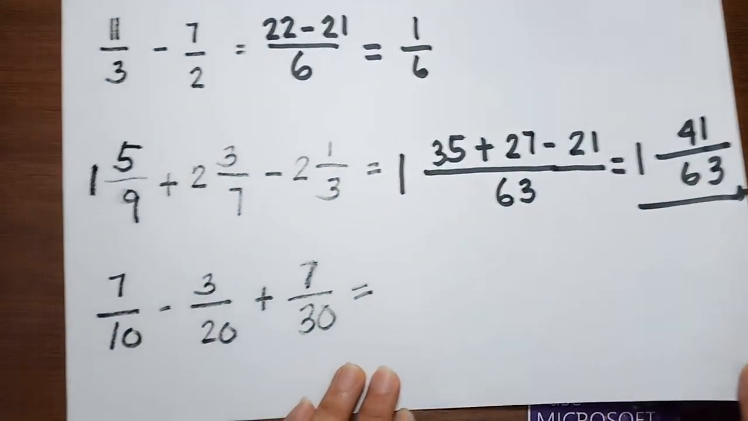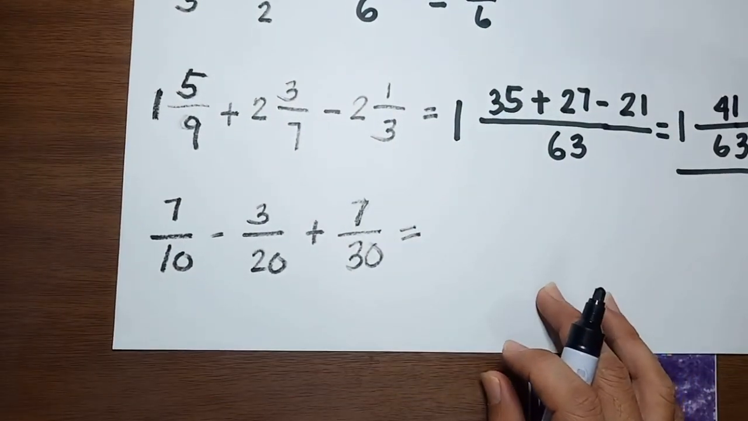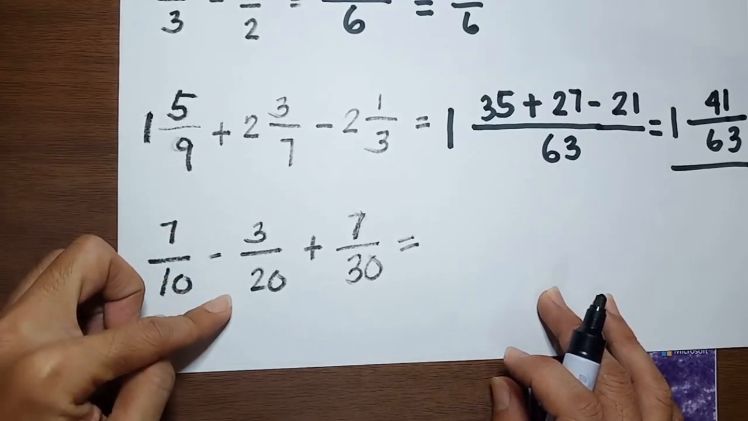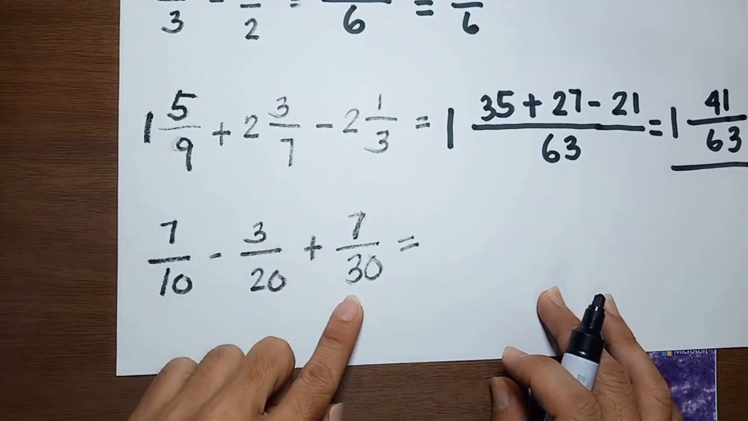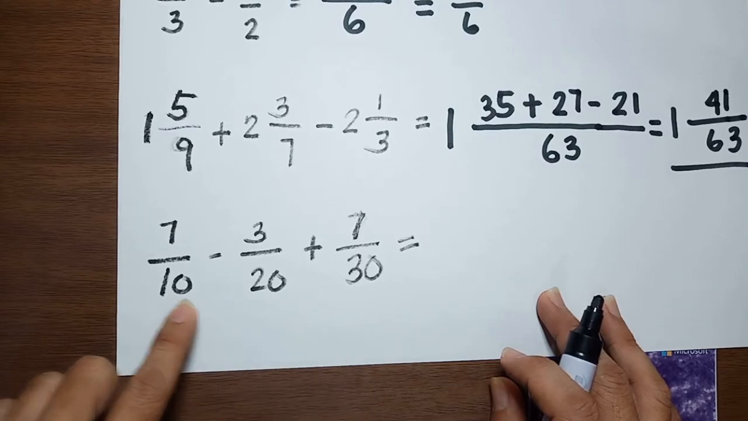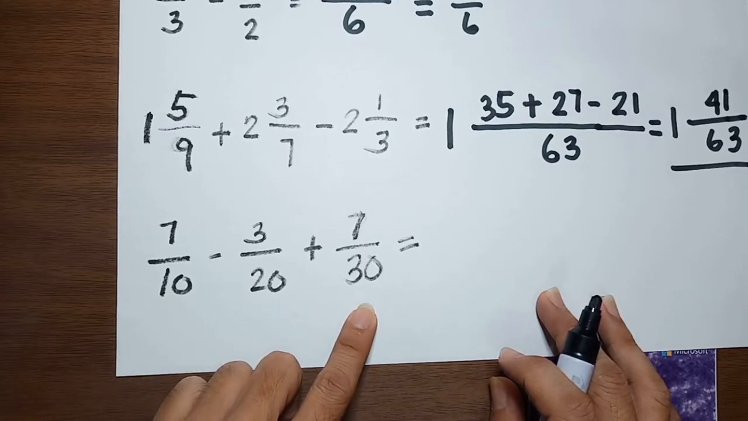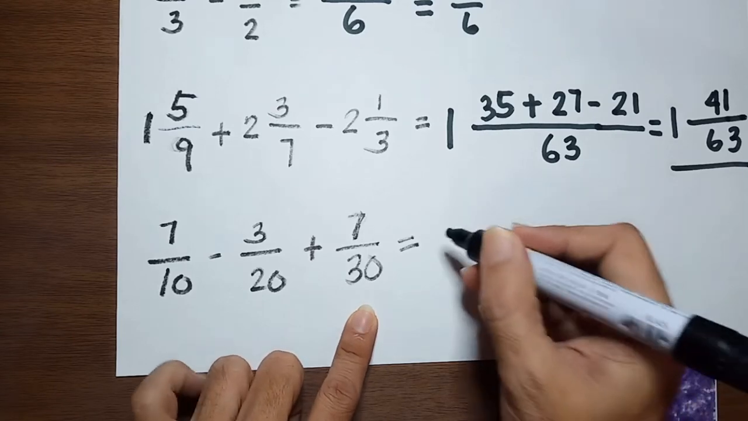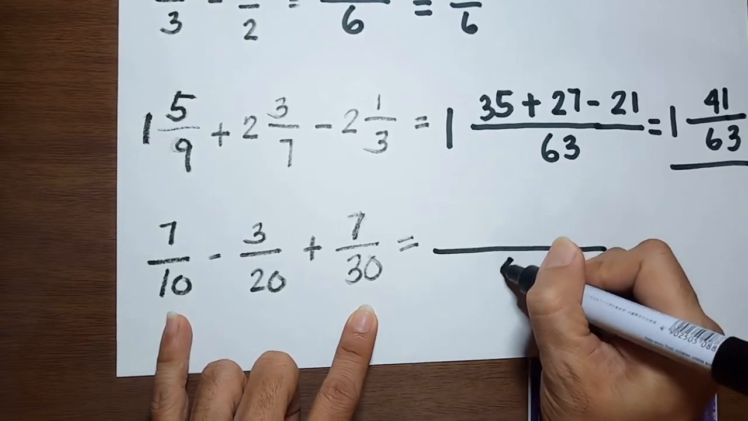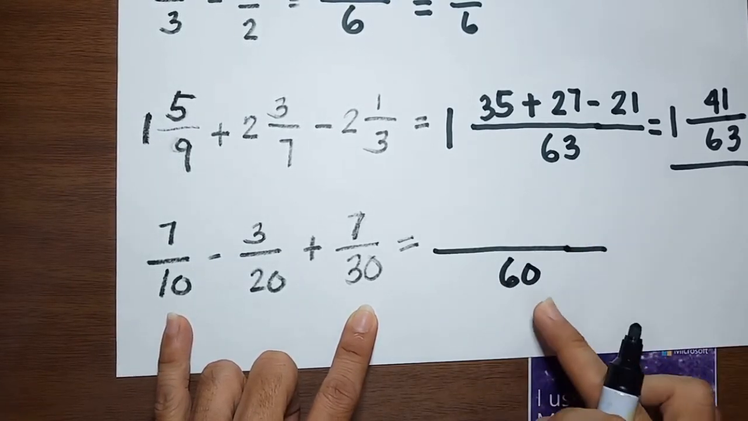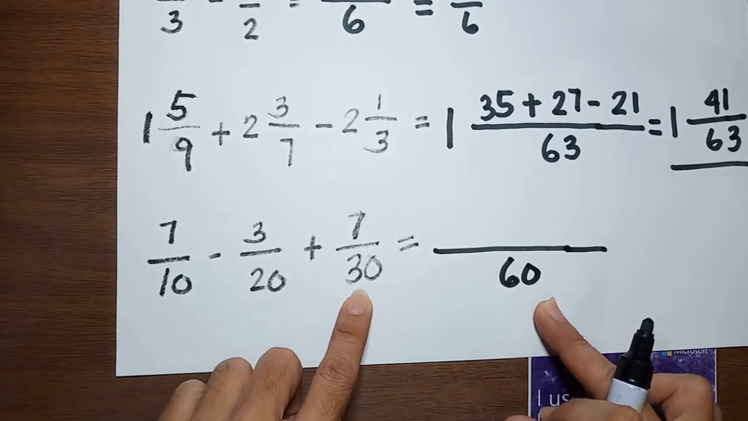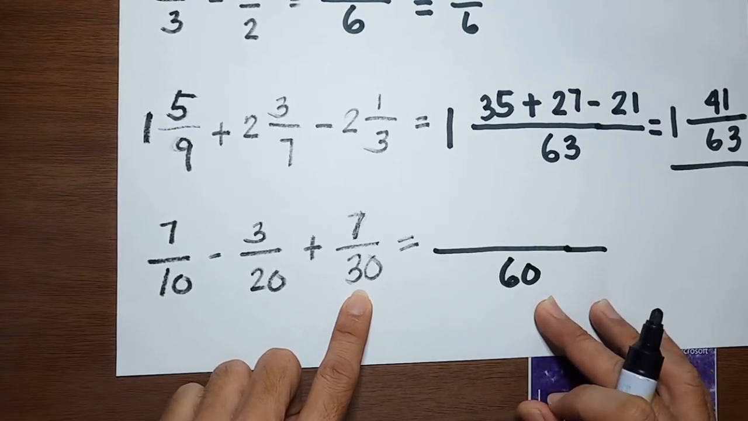Okay, let's proceed to the next example. We have 7 over 10 minus 3 over 20 plus 7 over 30. So of course, different denominators, 10, 20, and 30. So what we need to do is to find the LCD between these three numbers. So our LCD would be 60. Since this is the lowest number that is divisible by 10, divisible by 20, at the same time divisible by 30. So let's do the process.